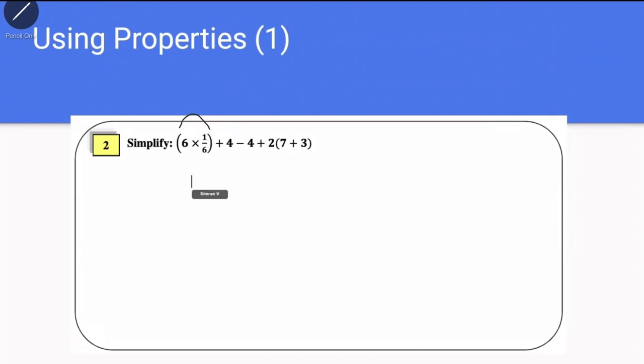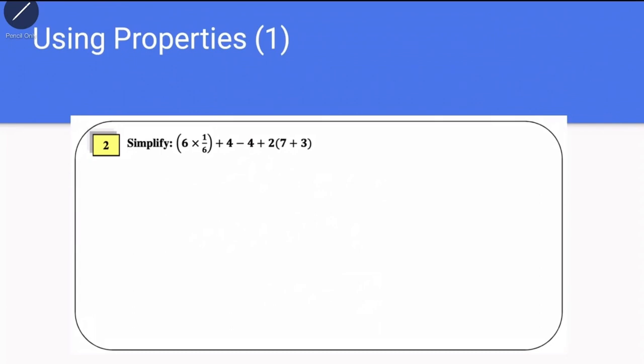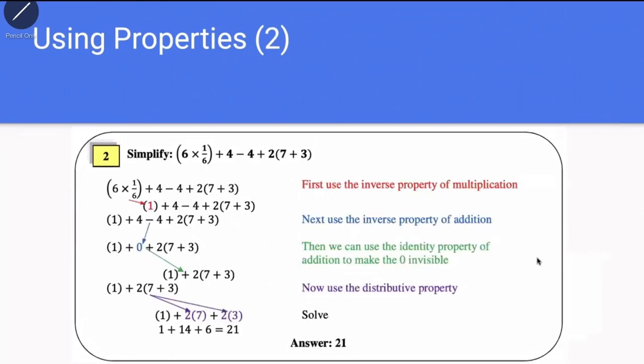So 6 times 1/6 is 1, 1 plus 4 minus 4 is 0, and then you distribute, so we'll write out 2 times 7, and then 2 times 3. Next, you add them all together, 6 plus 14 plus 0 plus 1, and then 20 plus 1 is equal to 21, and that's your answer. Moving on, here again are the answers and the properties that you use for it.